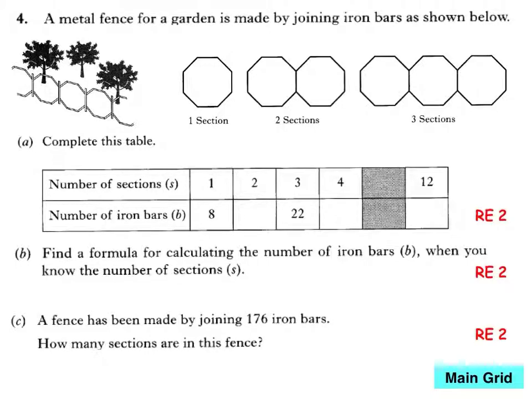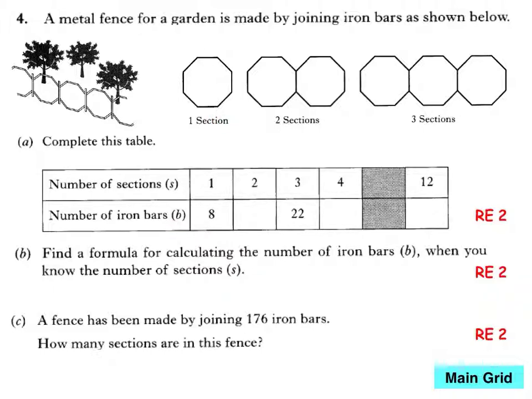Okay, here's a past paper question on formulae or patterns. We have a metal fence for a garden that's made by joining iron bars as shown below. So here's one section. 1, 2, 3, 4, 5, 6, 7, 8 bars for one section. It's an octagon. The table below has the number of sections and the number of iron bars that corresponds.